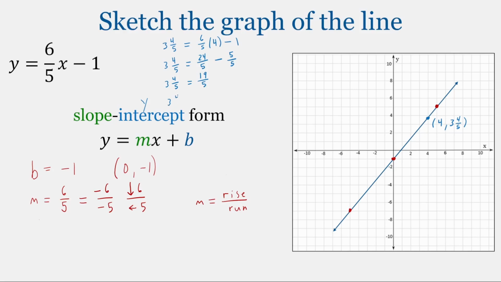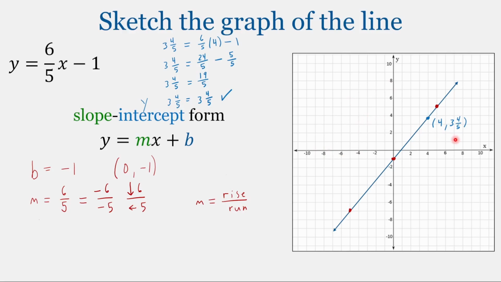Now we just need to rewrite this right side. 5 goes into 19 3 times with 4 left over. So we end up with 3 4/5 on the right side as well. We have a true statement: 3 4/5 is equal to 3 4/5. Every ordered pair that's on this line will result in a true statement.